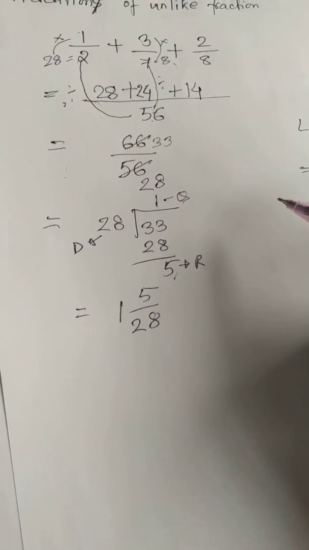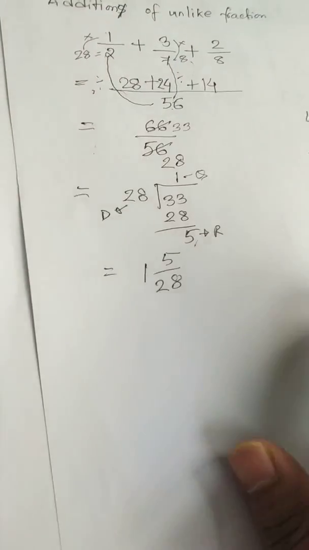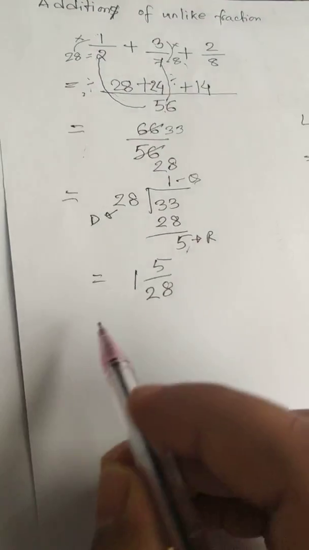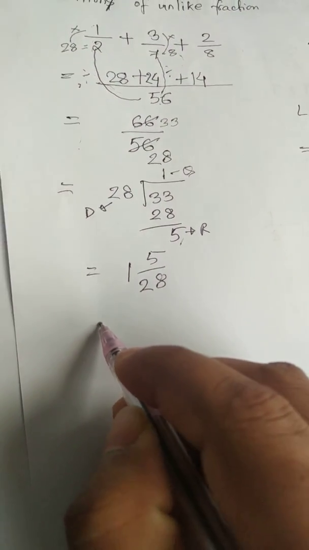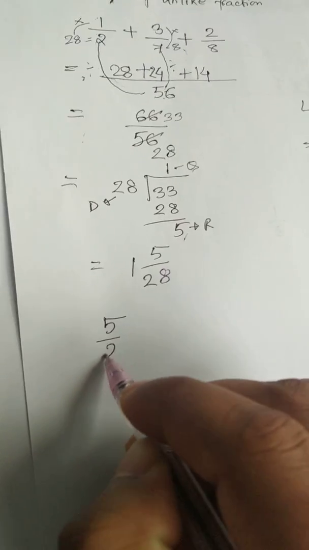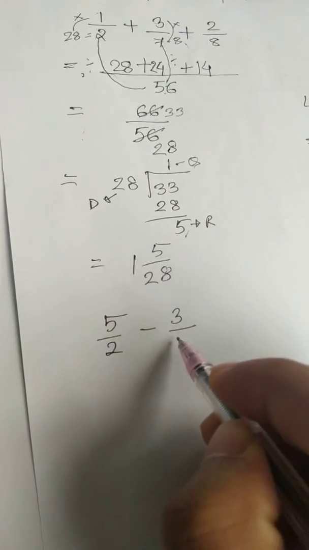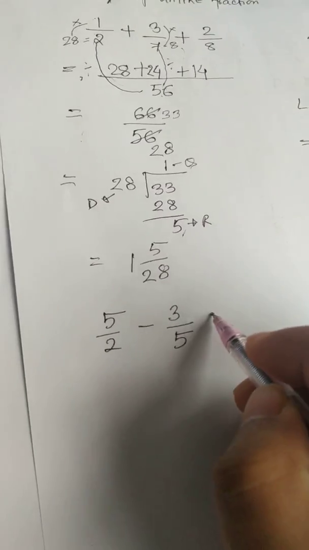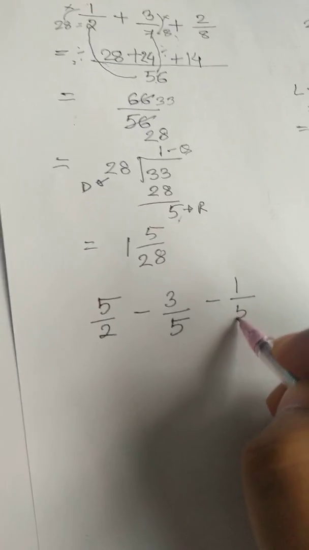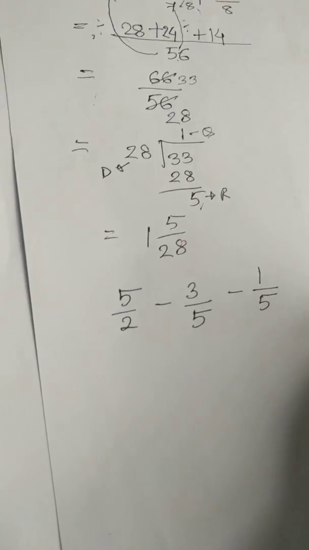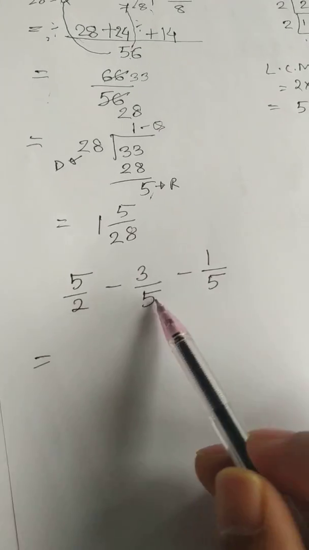All right. Again, if we need to subtract, we can also follow the same way. I'll just give you an example on how to do the subtraction. For example, let us say 5 by 2 minus 3 by 5 minus 1 by 5. So first we need to find the LCM of these three.